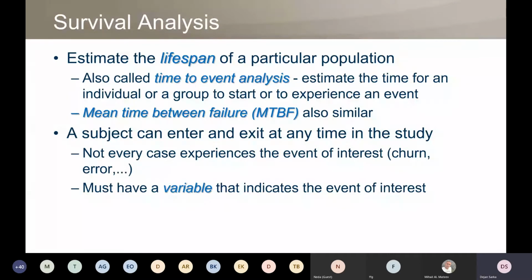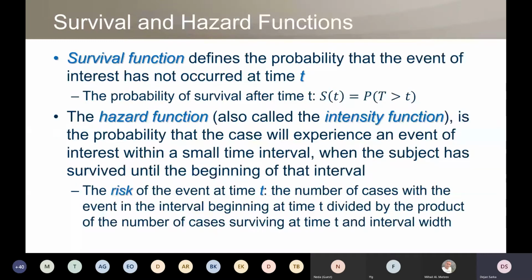So the survival function defines the probability that the event of interest has not occurred at time t. So churn has not occurred. And the probability of survival after time t is the thing that we are measuring. So, for example, we want to know what is the percentage of customers that stay with us for more than 2 years.